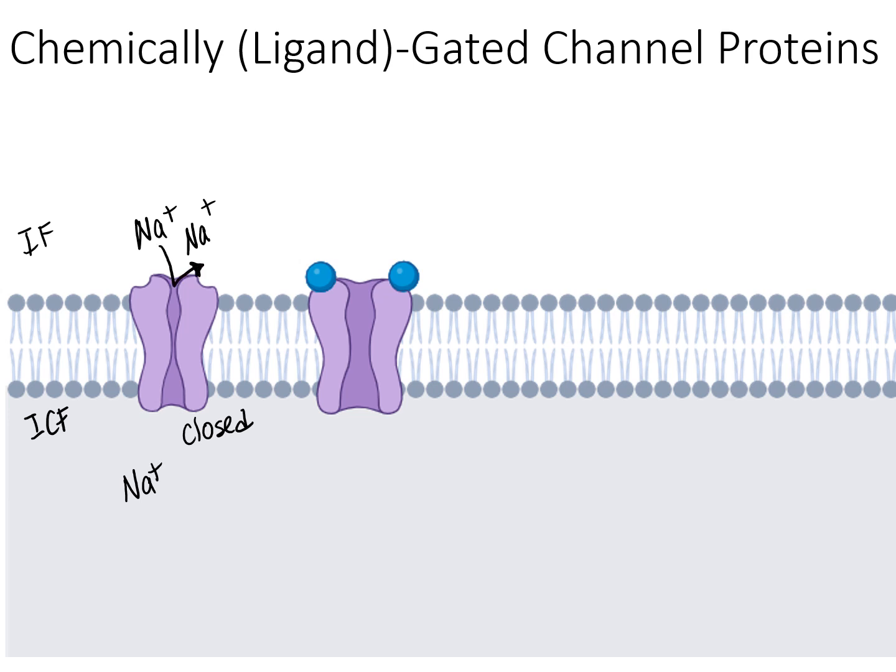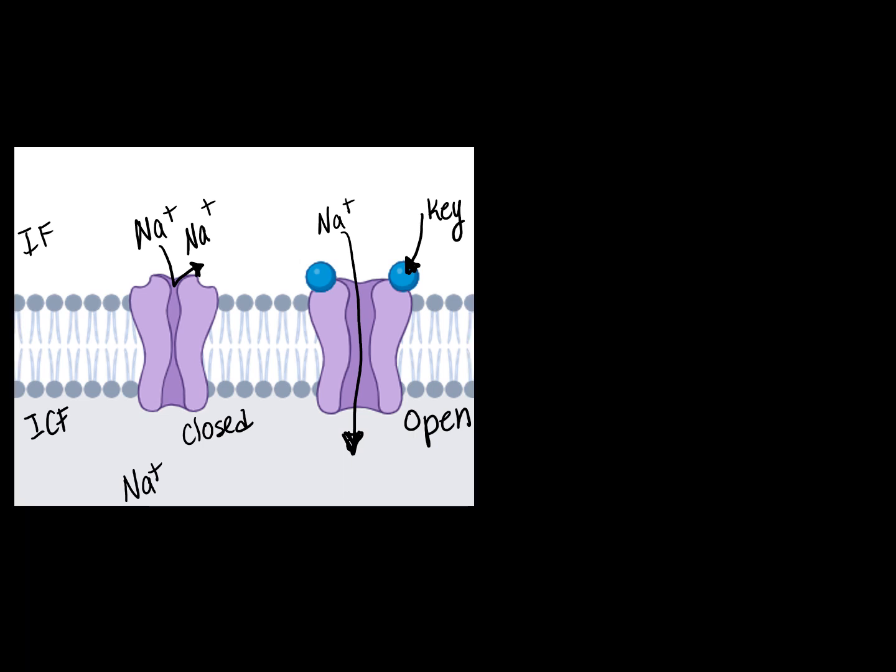channel. On the right, I have an open channel. And of course, the chosen molecule can move right through this open channel according to its gradient. But notice that there's a molecule that acts as a key, and it's opening the channel. That molecule is different than the molecule, ion, or atom that moves through the channel. So the shape of the protein channel determines what molecule moves through it.